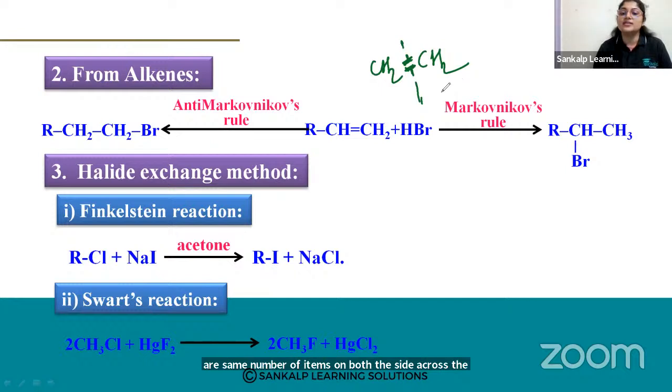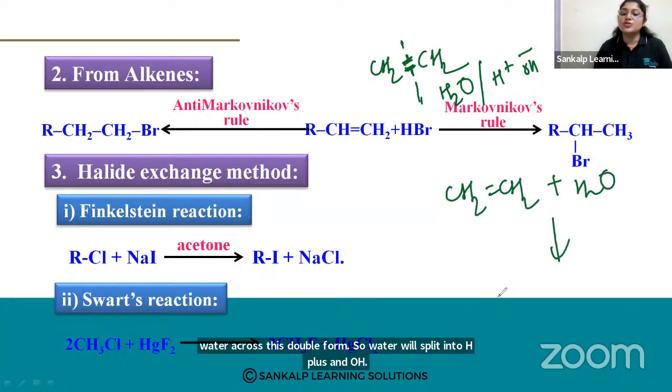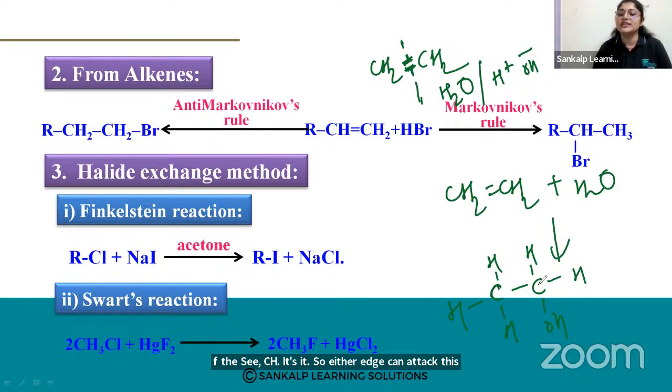Now, suppose I want to add water across this double bond. Water will split into H plus and OH minus. So CH2 double bond CH2 plus H2O. Either H can attach to this carbon and OH to the other carbon, or OH can attach to this carbon and H can attach to the other carbon.